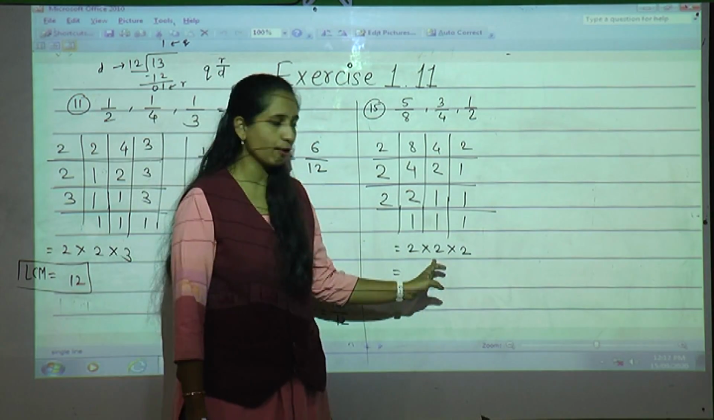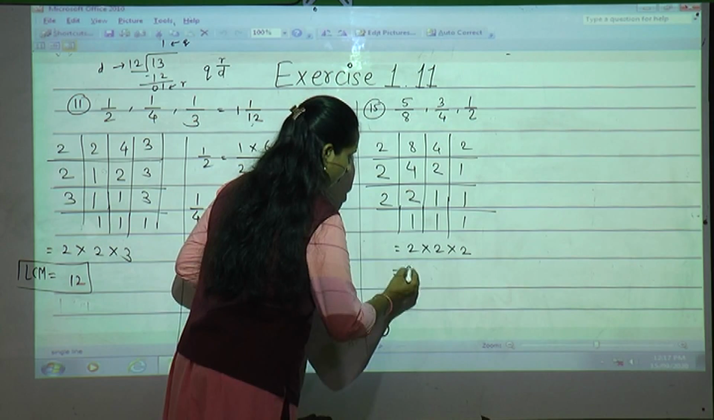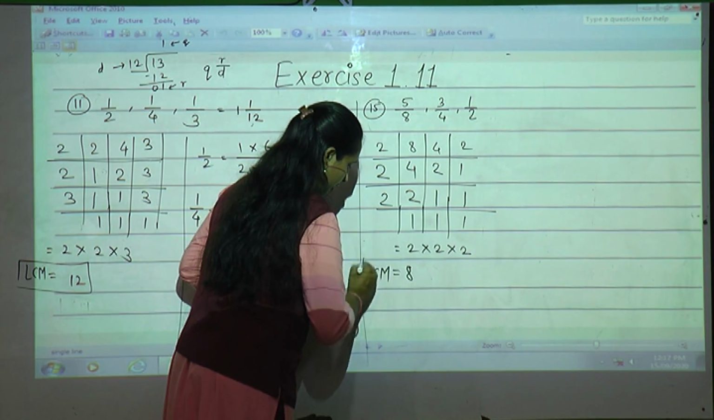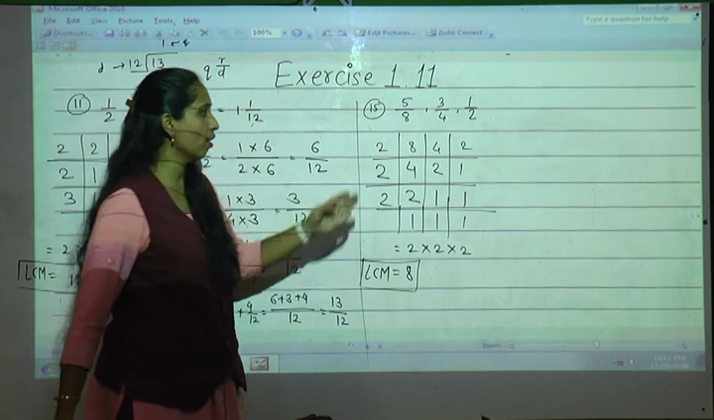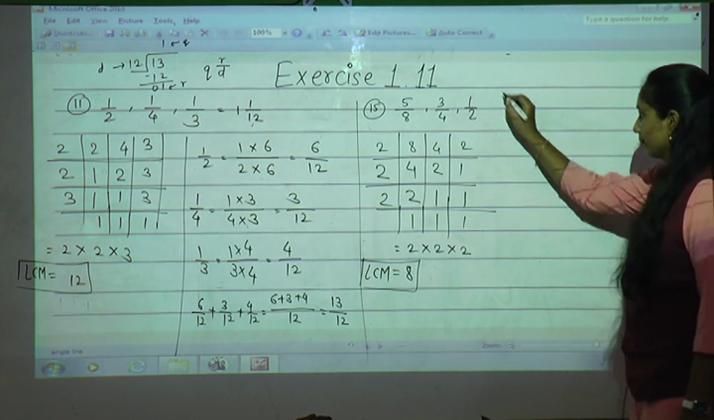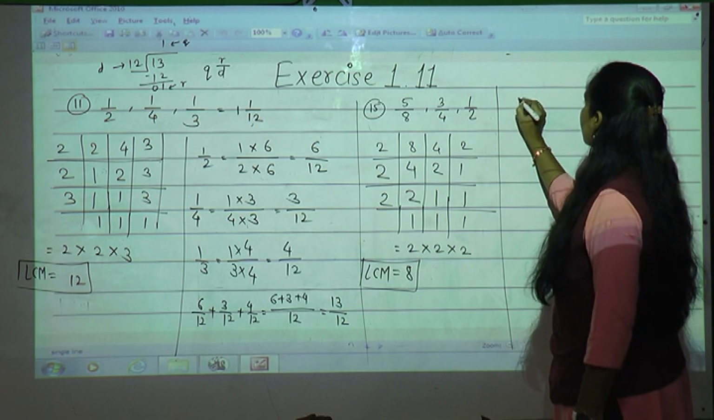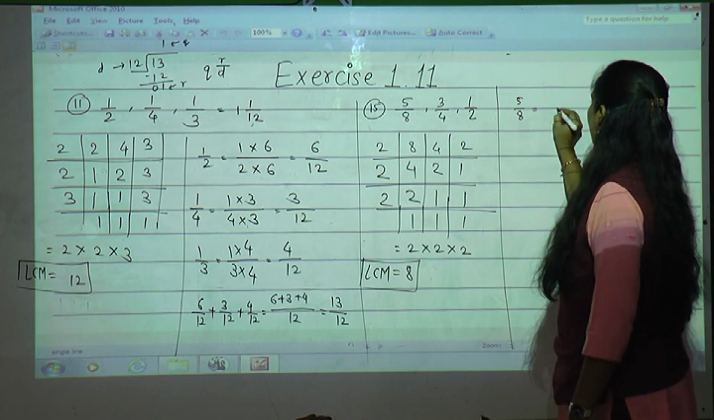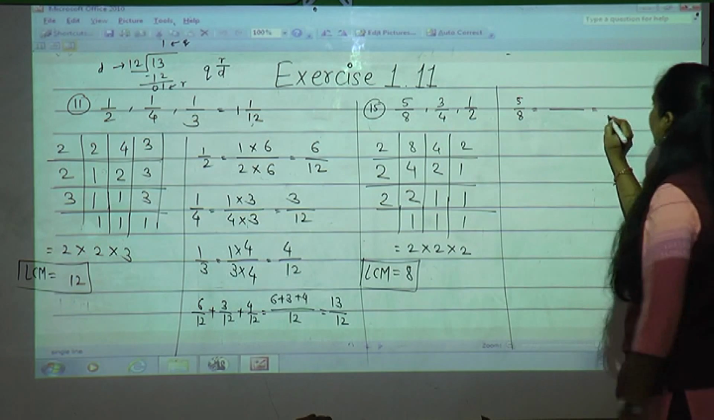2 2s are 4, 4 2s are 8. What is the LCM? LCM is 8 of 8, 4 and 2. Isn't it? Now next step. Now first 5 upon 8 is equals to, what should come in the place of denominator?